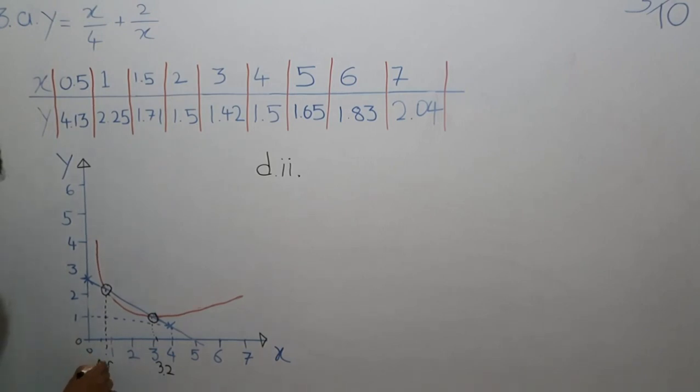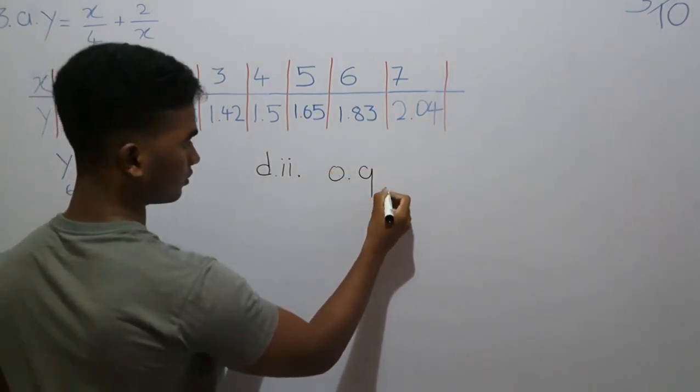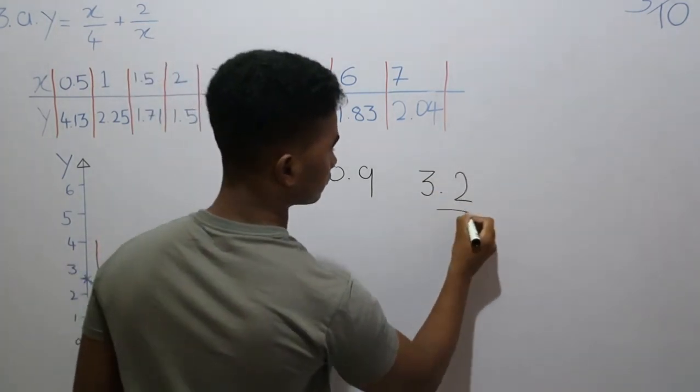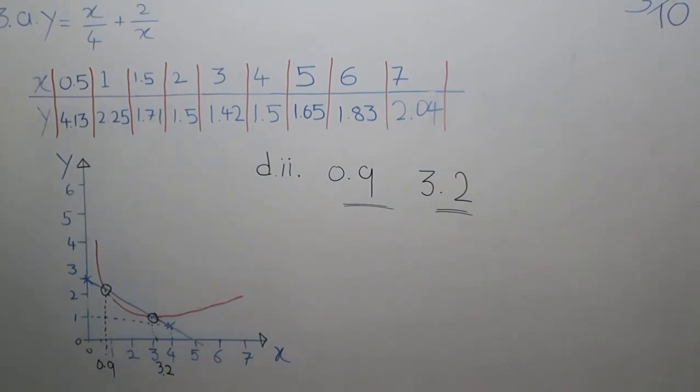So what are my two x values? The cutting points are 0.9 and 3.2. If you get close answers, no need to be accurate. If you get close answers, it's correct.